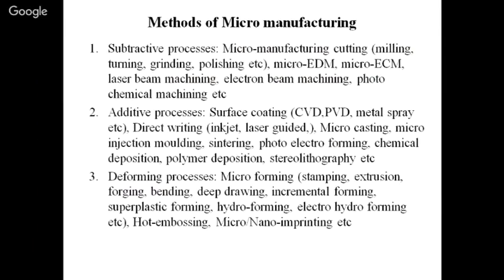Even deforming processes, say microforming, stamping, extrusion, forging, bending, deep drawing, incremental forming, superplastic forming, hydroforming, electrohydroforming, hot embossing, and micro nano imprinting. So now there is one of the important things over here. These have become all advanced processes.